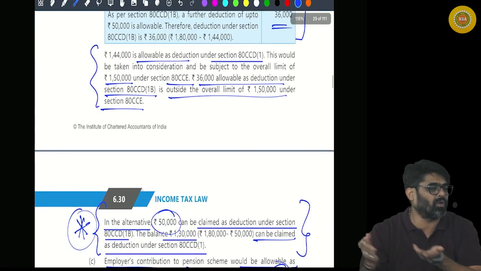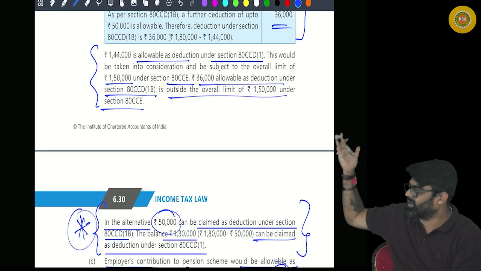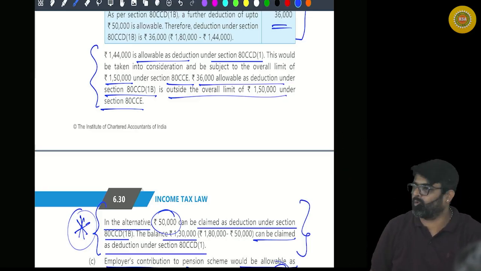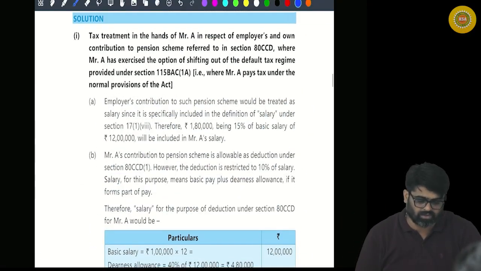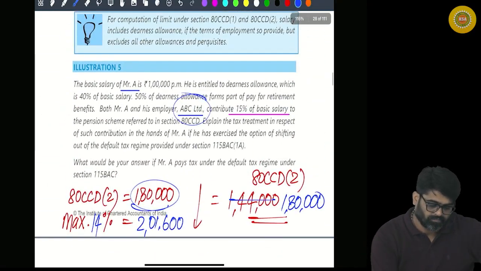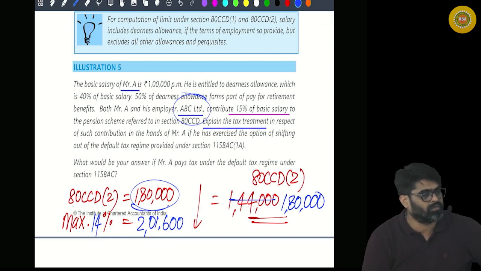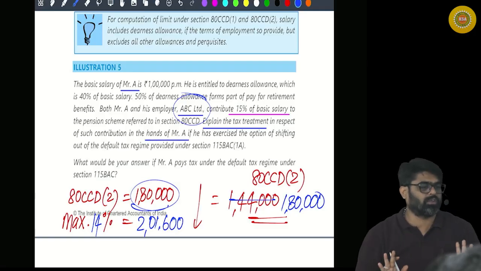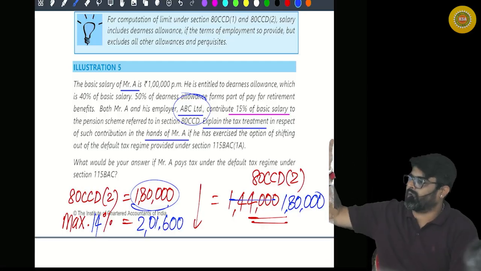Why write all these things? Can you understand how complicated they have made the things? If you read all these things, you will go mad. What simple thing have they asked you? See the question. Explain the tax treatment in respect of such contribution in the hands of Mr. A, if he exercises 115BAC or he does not exercise 115BAC. No need to write down all this commentary.